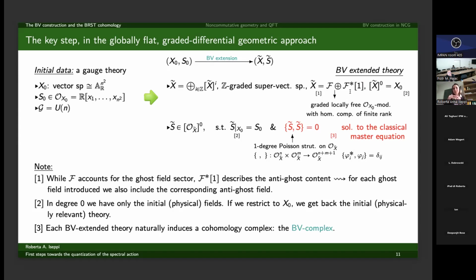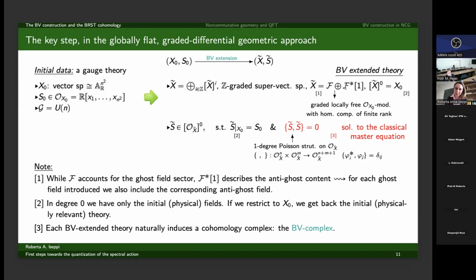And my condition is that in each step, I'm only introducing a finite number of ghosts. So this is why I'm saying homogeneous component of finite rank. So wait, F is a module, right? It's a module over this S0, which is a polynomial algebra. Yeah, so I allow myself to multiply by the fields. That's going to be needed in the following. But the idea, as I said, is that F is for the ghosts.